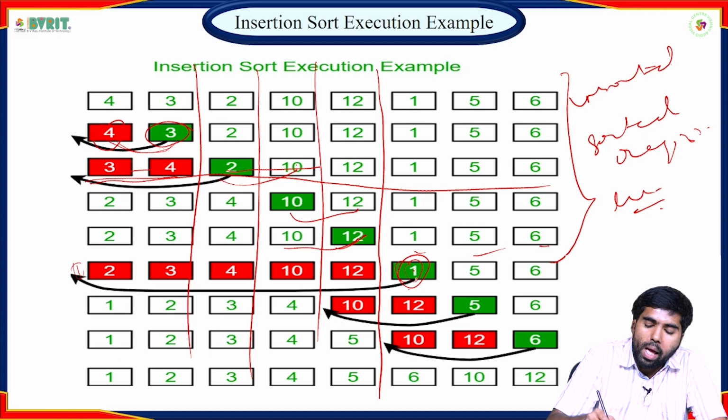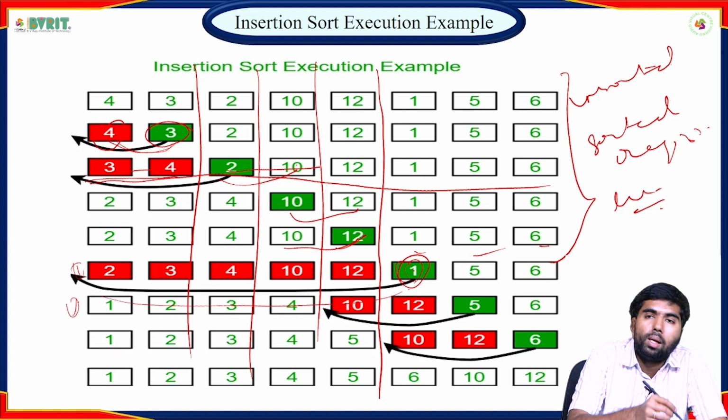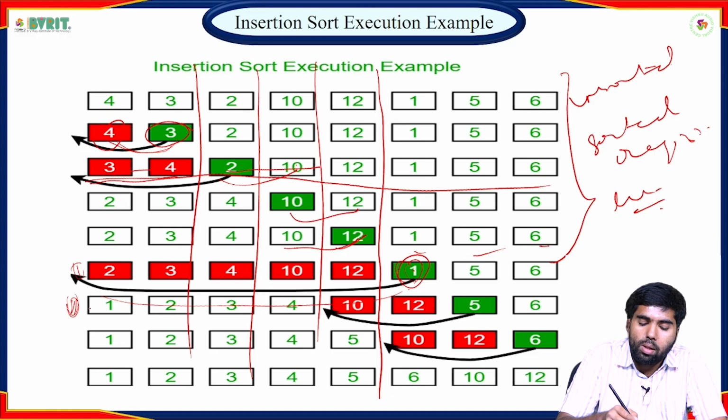So what we do? We directly pull it into this particular block, or the region, and put it there. Okay, sorted region. So guys, you see here all the green are the sorted regions, all the red are non-sorted regions, for your better understanding, right? So we do that. Then what happens? 1, 2, 3, 4, 10, 12.